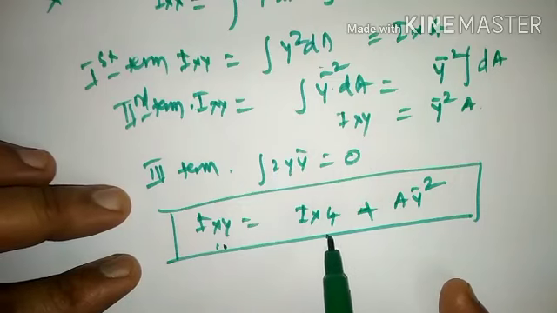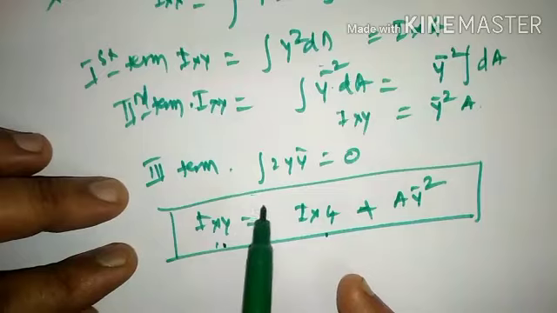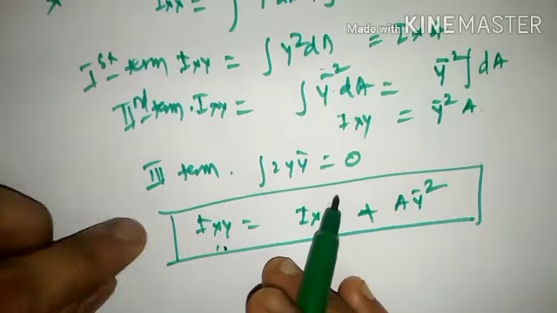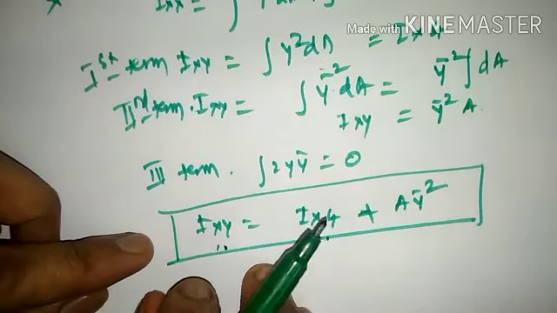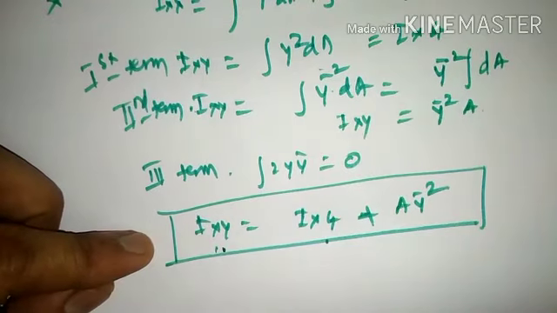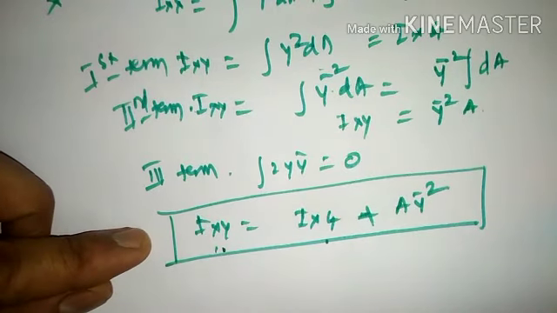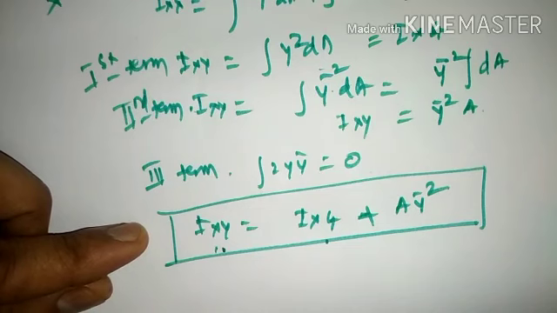So what does the parallel axis statement say? Kindly listen carefully. The moment of inertia of any area about an axis in its plane is the sum of the moment of inertia about the parallel axis passing through the centroid of the area and the product of the area and the square of the distance between the two parallel axes.